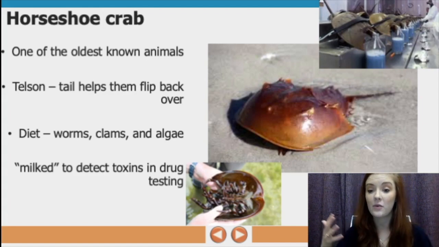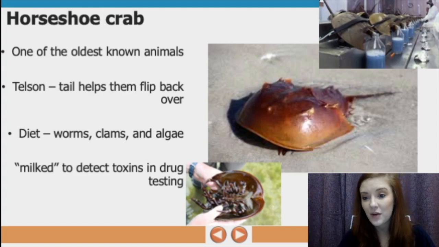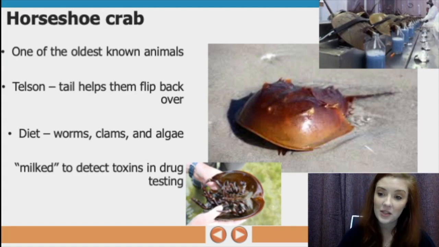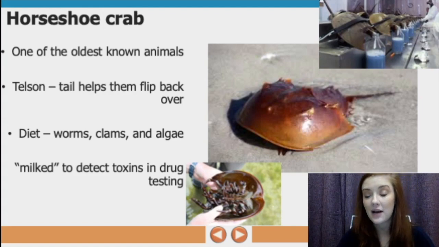I believe the way that we should use nature in order to help us, but also not harm the nature in the process. So it's a really cool mutual relationship. The horseshoe crab is helping us out a lot.